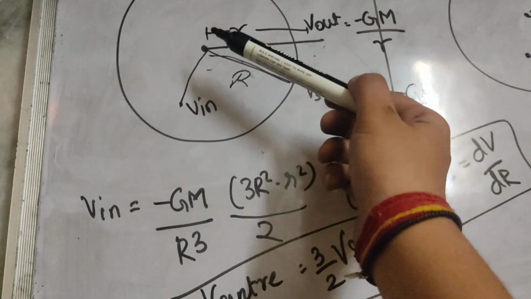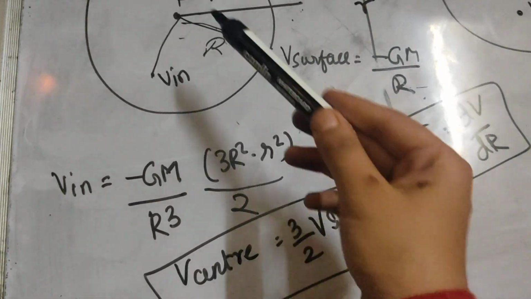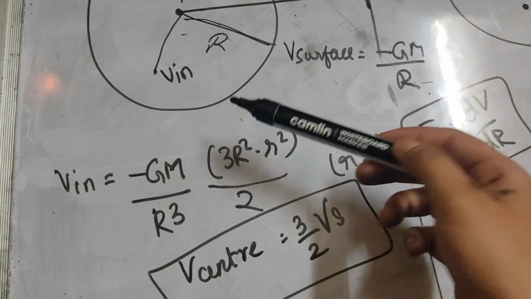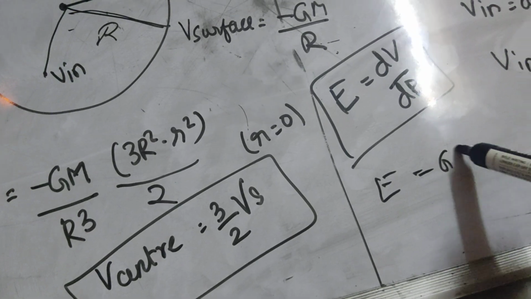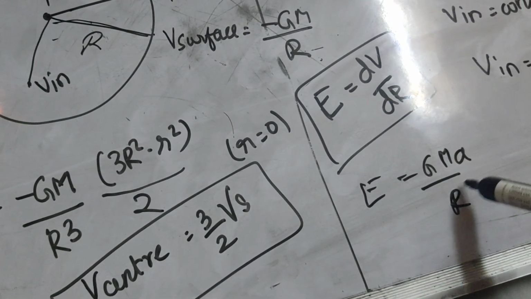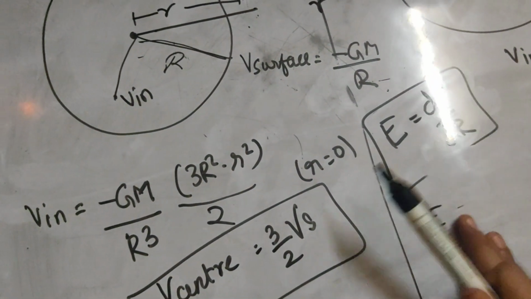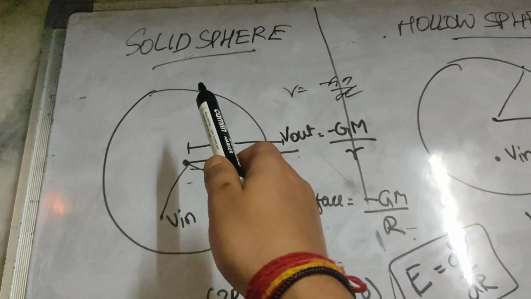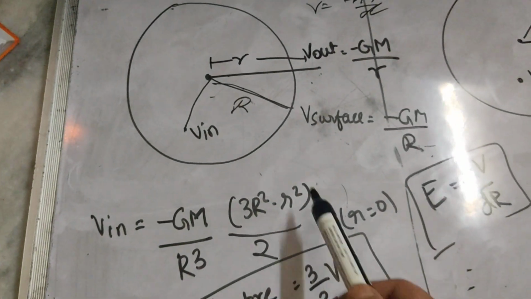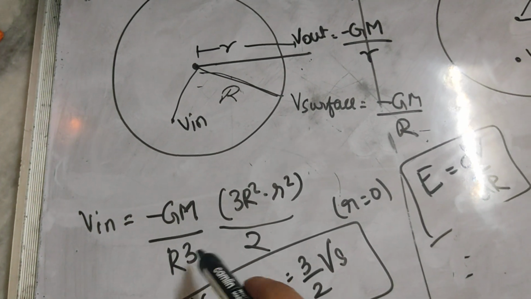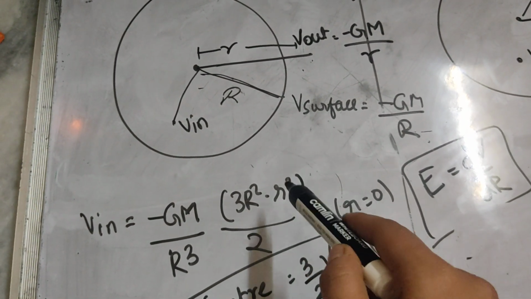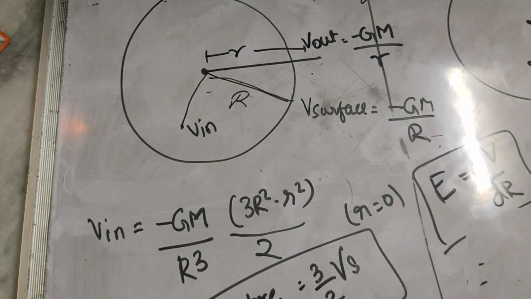Again, for V inside it will change. For V inside there will be a different formula. Like for E also you had a very different formula, like GMa upon R cube. Like that only, here also for V inside of a solid sphere, you will have this formula and you need to remember this. So this is equal to minus GM upon R cube into (3R square minus r square) upon 2.